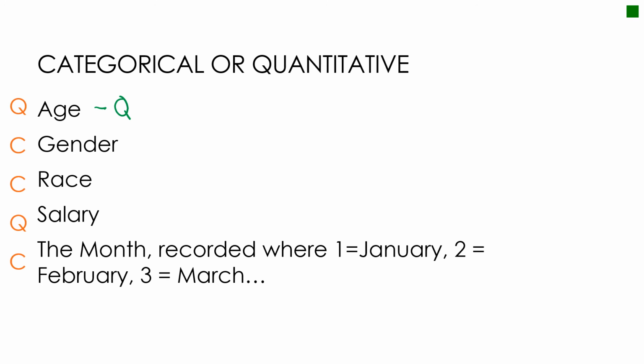Gender, male, female. This is obviously categorical. We're not dealing with numbers. We're putting people into a category. Race, again, is categorical. Salary is a number that we would certainly treat as a number, and so that would be quantitative. And I kind of let the cat out of the bag on this one already. The month, where 1 equals January, etc. Even though we're dealing with numbers, this is clearly categorical.